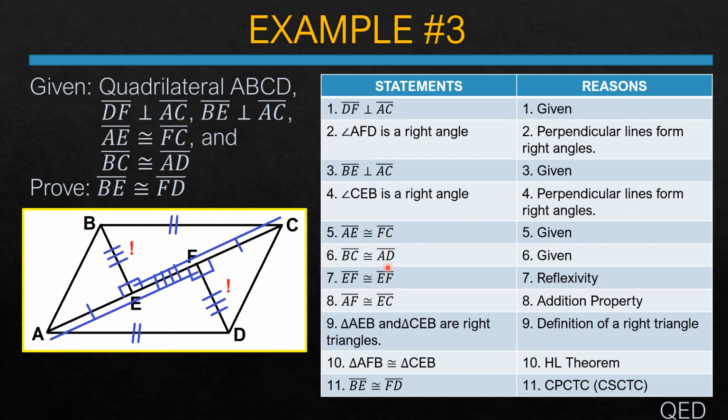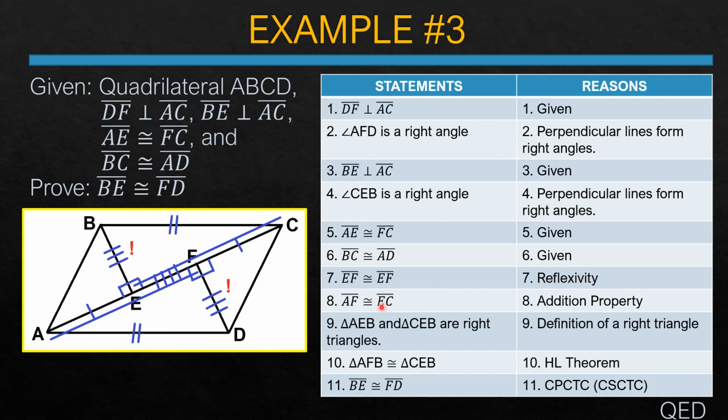Statements 5 and 6 were also given. So line segment AE is congruent to line segment FC, and line segment BC is congruent to line segment AD. Statement 7 states that line segment EF is congruent to line segment EF by the reflexive property.